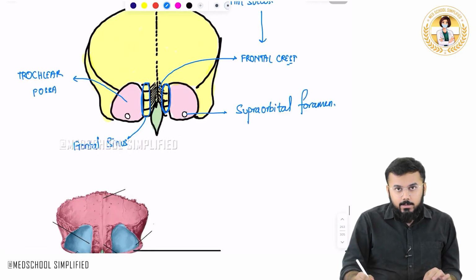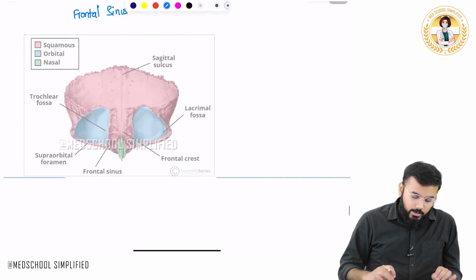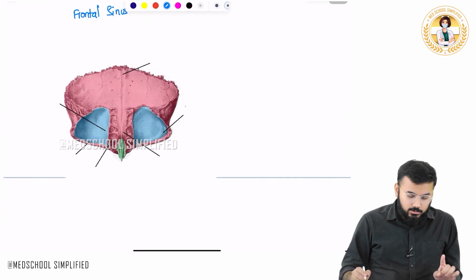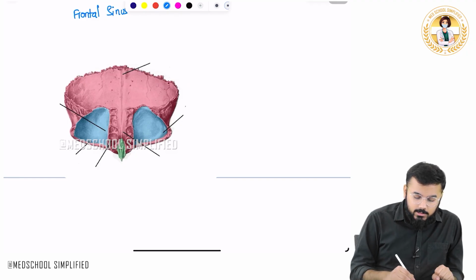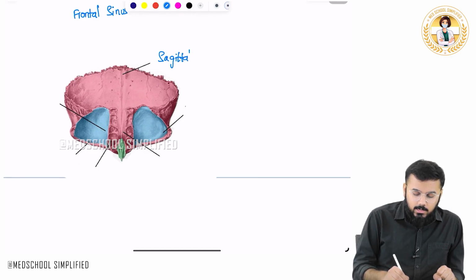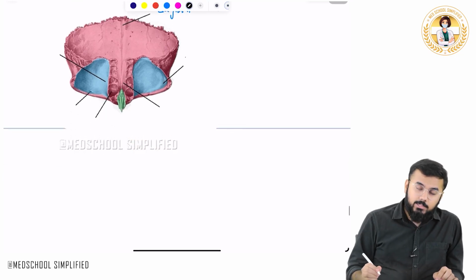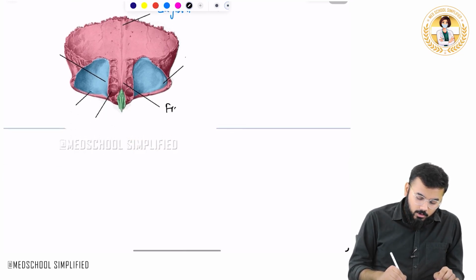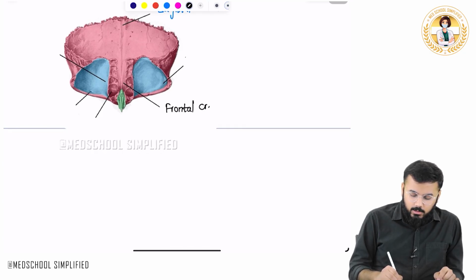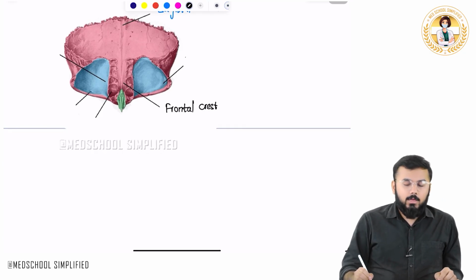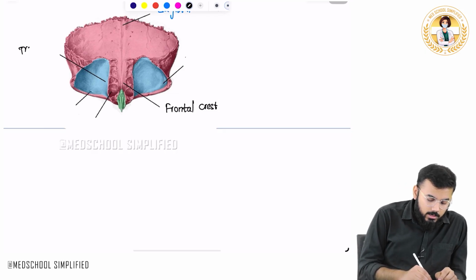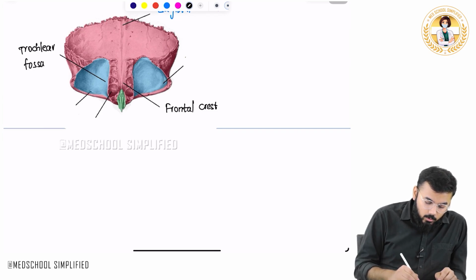So let us look at the same structures over here. What are the different structures you can see? The first important thing is this center one. What is this called? This is called the sagittal sulcus. After the sagittal sulcus, you see a crest over here. This crest is called the frontal crest. And what is this fossa over here? This is your trochlear fossa. And you see an opening over here. This is called the supraorbital foramen.